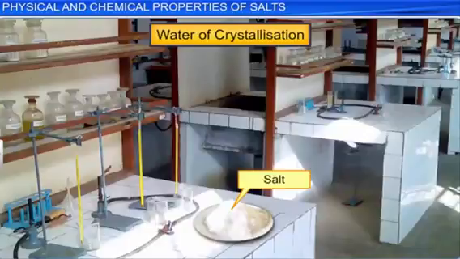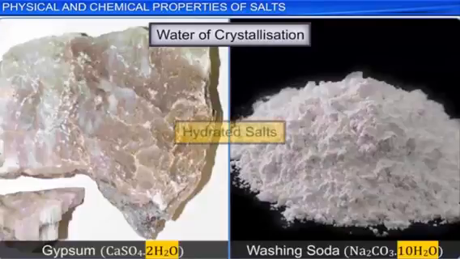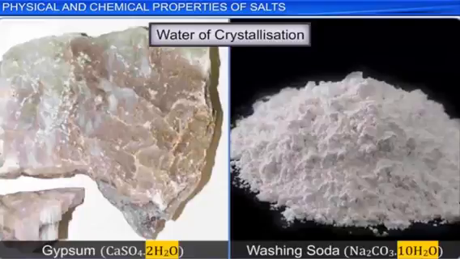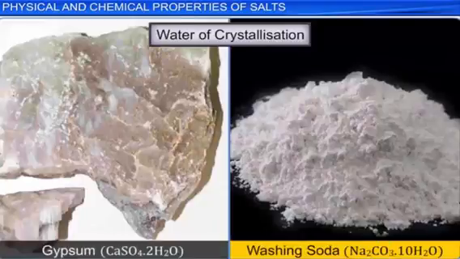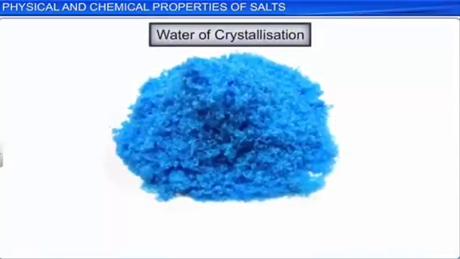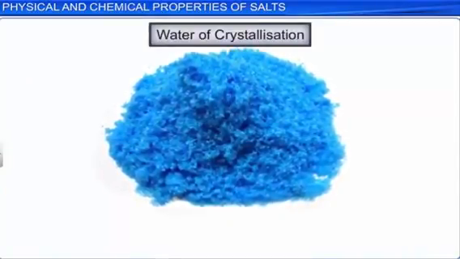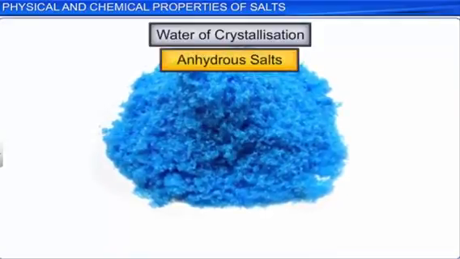Salts that contain a definite number of water molecules as water of crystallization are called hydrated salts. For example, gypsum and washing soda. Conversely, salts that do not contain water of crystallization are called anhydrous salts. For example, anhydrous copper sulfate.